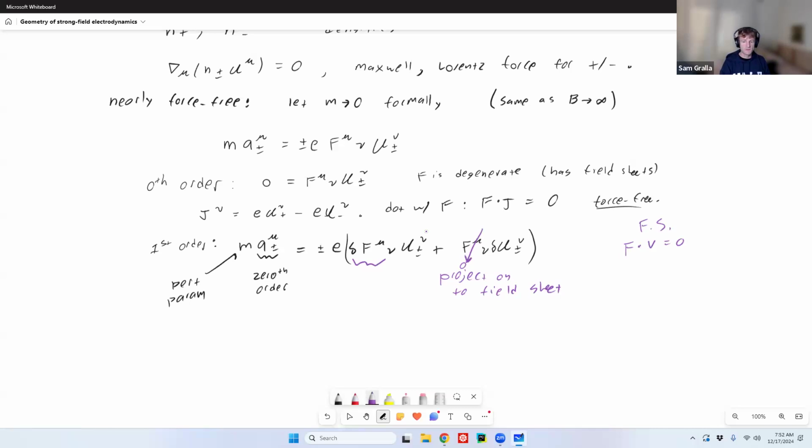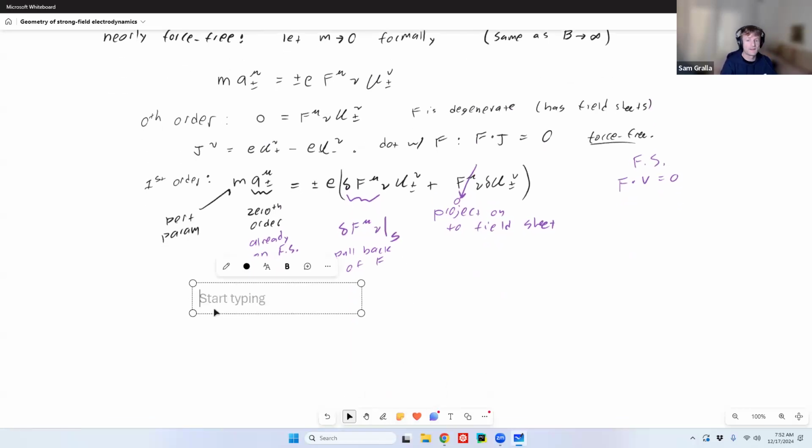This thing just becomes pullback of F. We're just going to write it as pullback of F because that's what projection means. So I'm going to write that as pullback to the field sheet. And then nothing happens to this side because this is already on the field sheet. The 0th order U already satisfies this equation. And so we're going to find out that these particles actually obey the Lorentz force law in the field sheet.